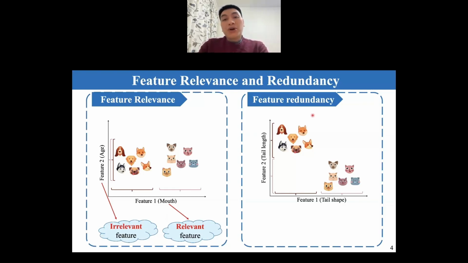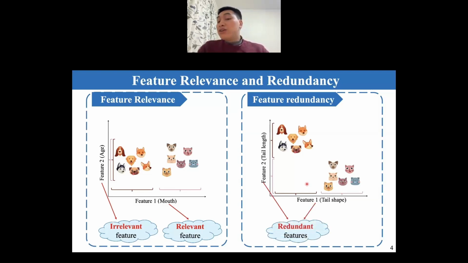We also have a term called redundant features. Okay, so redundant features mean that two features provide the same information, right? And we don't need both of them to be in our model. So for example, here, if we try to use tail shape and tail length to do the classification, well, both of them are going to provide very similar information about cat and dog, and therefore we may not need both of them in our model, and normally we can remove one of them to avoid any redundancy we have in the data, right?